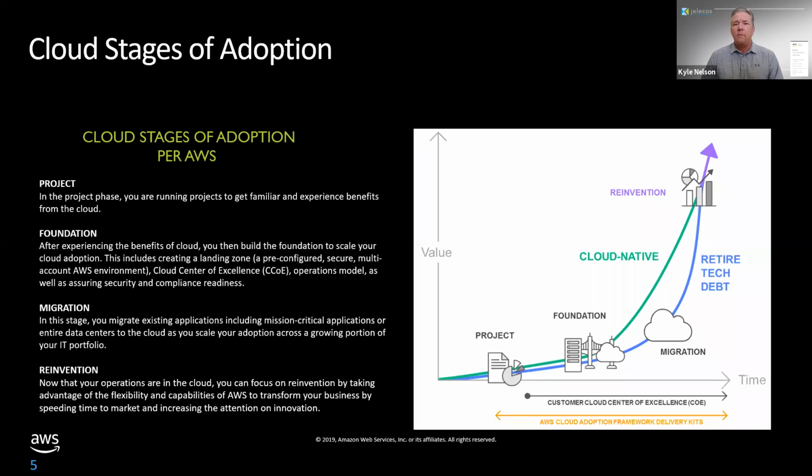And what we recommend is that they build a cloud center of excellence to help govern and drive the activities to get them from where they are today into a more cloud ready state. And we follow the AWS cloud adoption framework, and there are very specific delivery kits that go with that to help make sure that everything we're doing in conjunction with our customers is done from a best practices perspective.